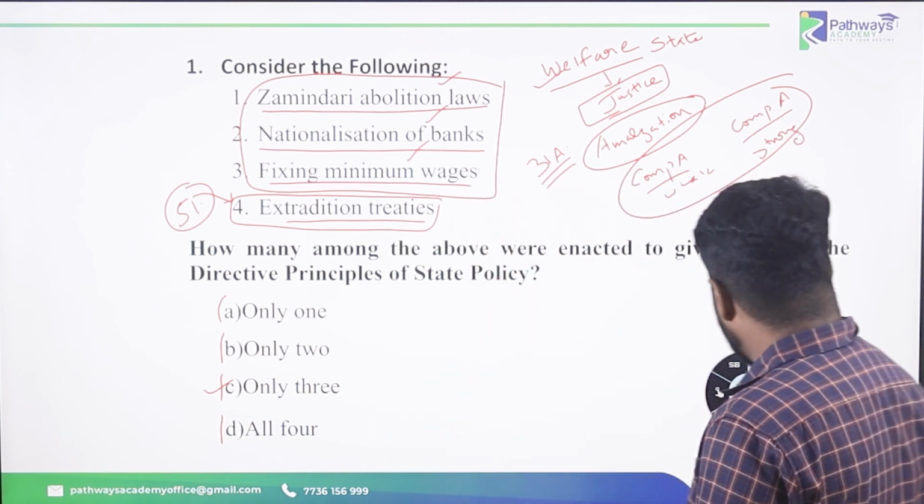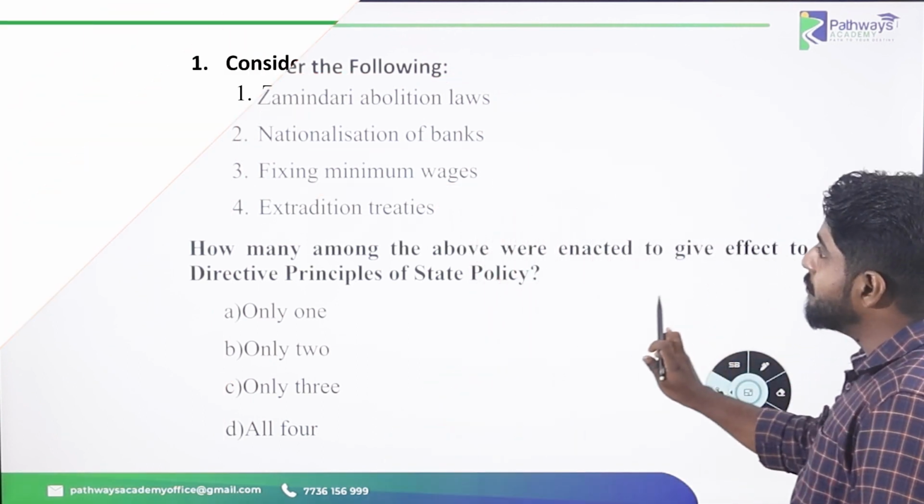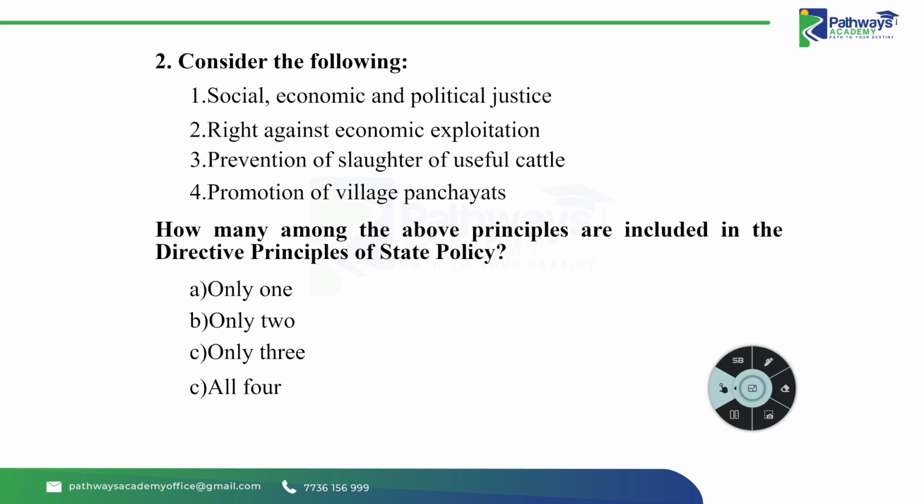Okay, heading to the next question. Consider the following. Number 1, social, economic, and political justice. 2, right against economic exploitation. 3, prevention of slaughter of useful cattle. 4, promotion of village panchayat. How many among the above principles are included in the directive principle of state policy?